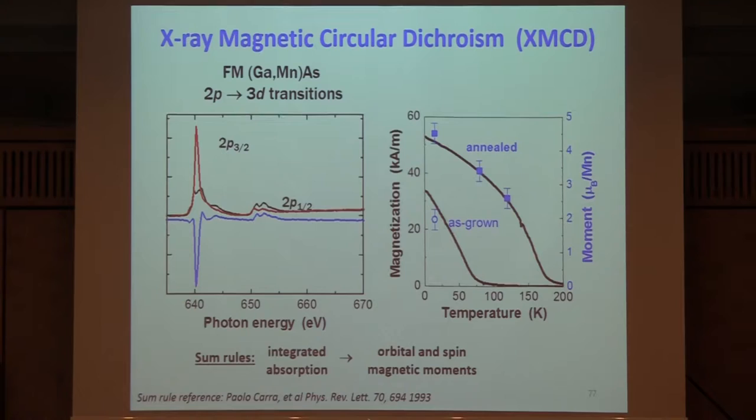Yeah, this is gallium manganese arsenide. So this is a transition from a deep lying 2p state to a 3d state near the Fermi energy. So if you take these spectra and you fit them using what we refer to as these sum rules, which I give reference to here, you can get a number for the moment per manganese in this case. And here, the blue are the numbers that came out of this experiment, and the black is the magnetization measured in the SQUID magnetometer. And those things match onto each other quite well. So it's semi-quantitative.